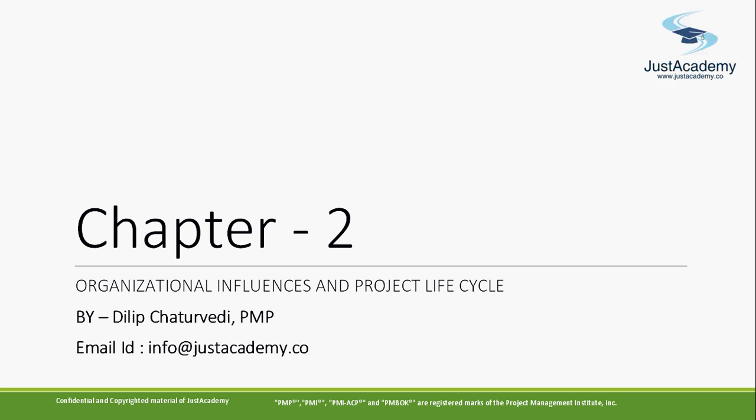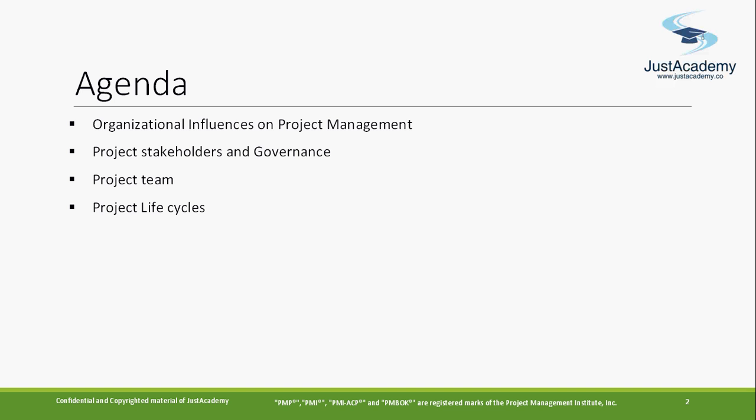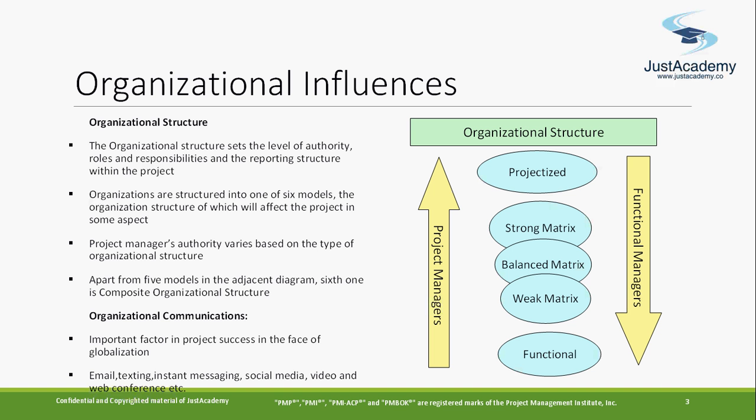Organization influence and the project life cycle. These are the topics that we're going to cover throughout this chapter. We're going to talk about organization influence on project management, how the project stakeholders and the governance will be there in project management, what will be their roles, the project team, and the project life cycle. One of the important topics from this chapter is the project life cycle. What are the different types of project life cycles there are? These are the things that we're going to cover.